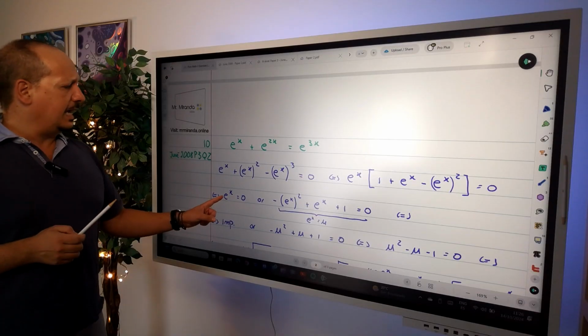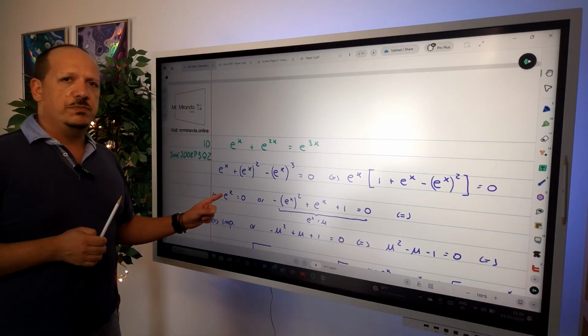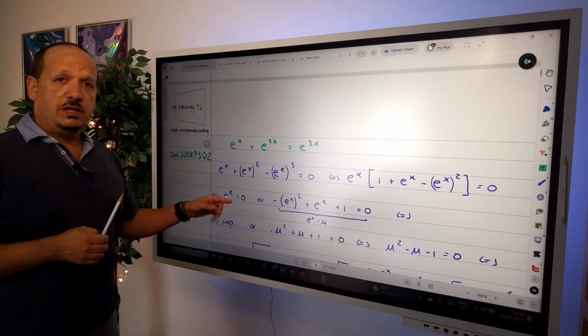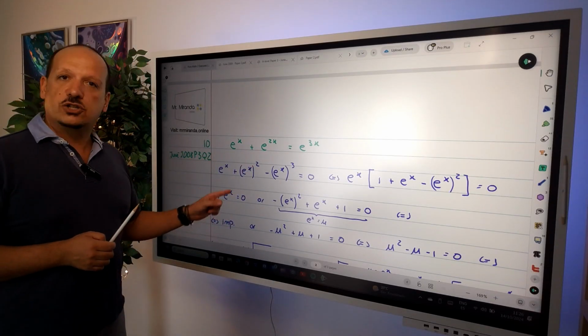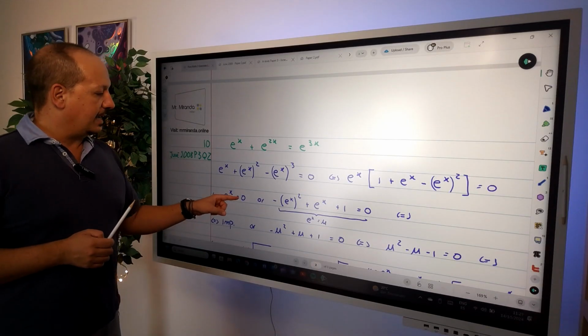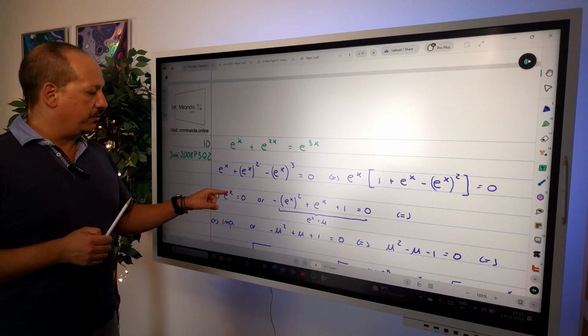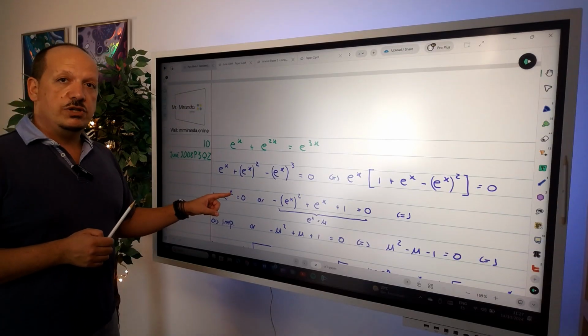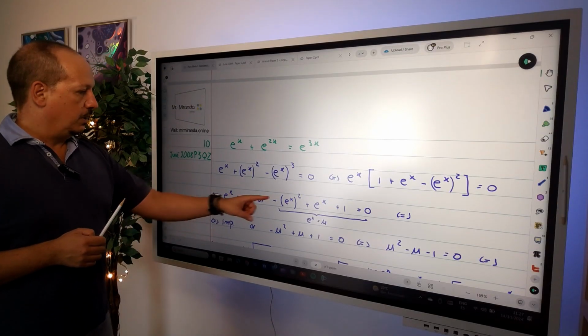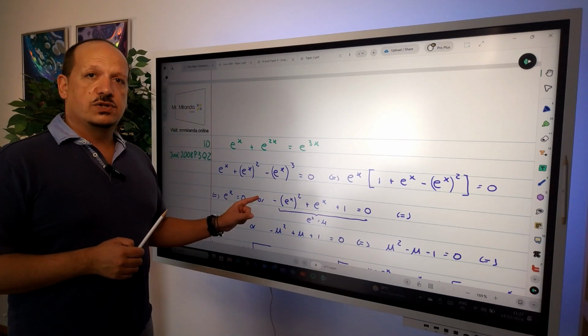Now, can the exponential function ever be 0? Actually, the line y equals 0 is an asymptote of the exponential function. So it can tend to 0 if x gets very, very, very small, on the negative side, but it can never reach 0. So this is impossible, which leaves us this to solve.